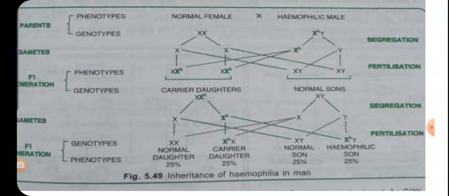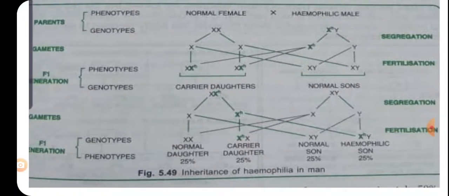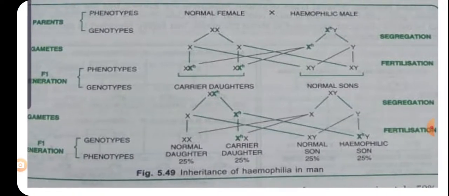But in the next generation, there is a cross between the carrier daughter and the normal son. When the offspring are produced, there is a 25% chance each of a normal daughter and a carrier daughter, and among sons there is a 25% chance of a normal son and a 25% chance of a hemophilic son.